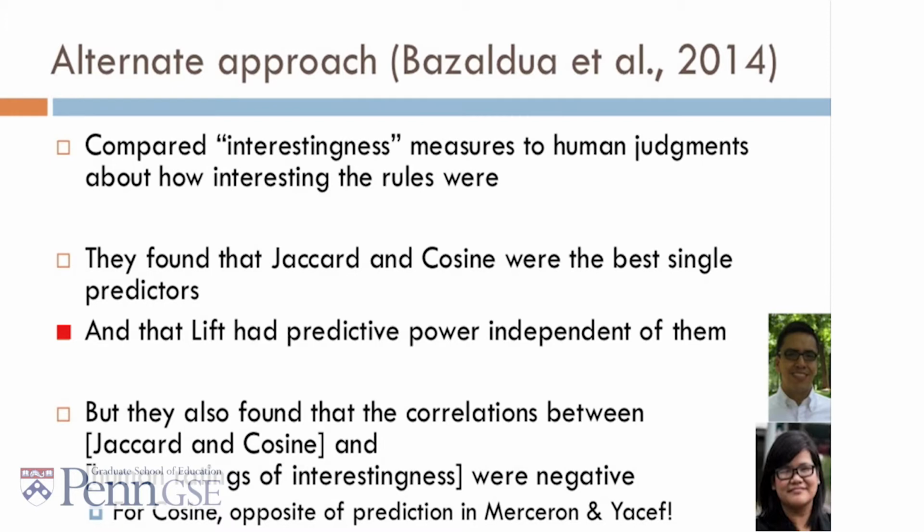So broadly, this is much what Merceron and Yacef said. But Basel Dua and his colleagues found that the correlations between Jaccard and cosine on the one hand and human ratings of interestingness were negative. And for cosine, this was the opposite of what Merceron and Yacef had to say. So in other words, the issue of what human beings find interesting is complex, and it might not be quite the same as what our interestingness measures indicate.